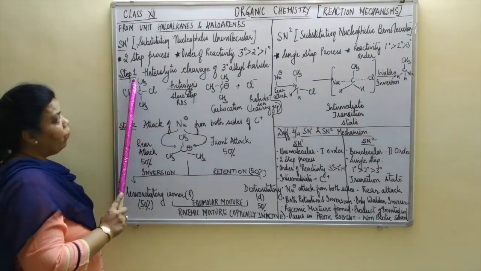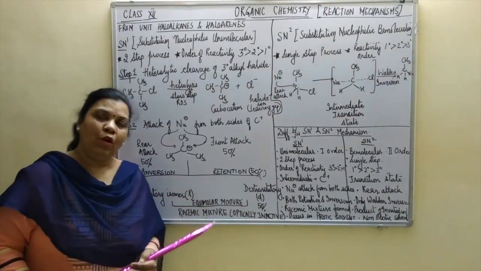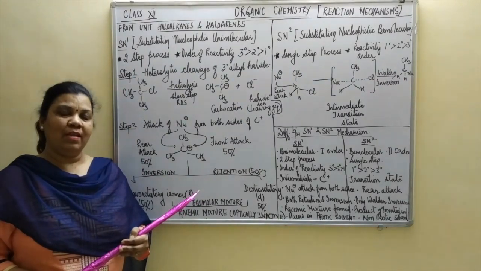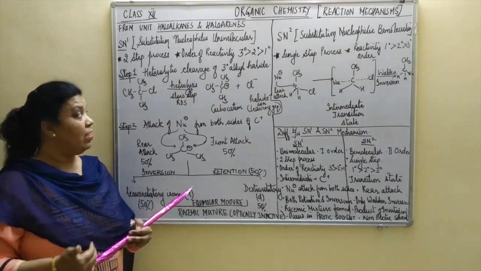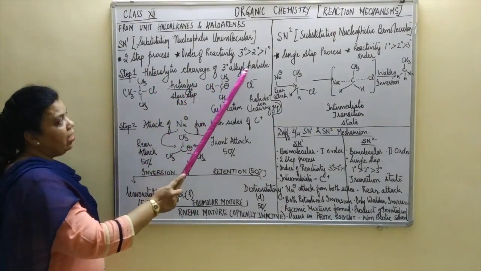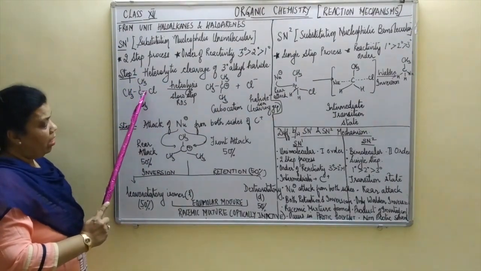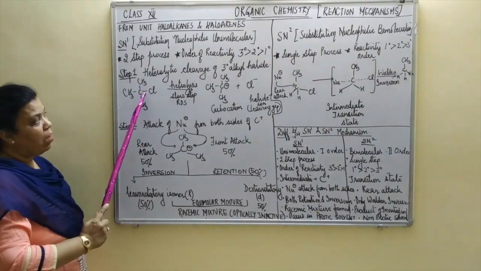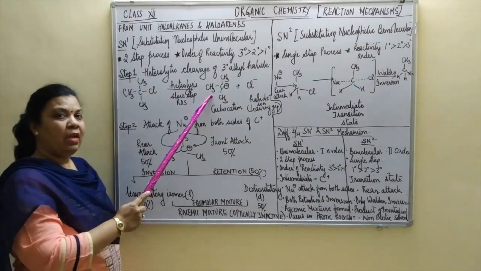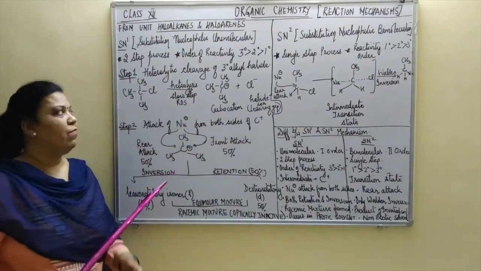The step 1 will involve the hydrolytic cleavage of a 3 degree alkyl halide. Since I told you that 3 degree alkyl halides are more reactive towards SN1 mechanism, we will discuss why when we study the first step of the mechanism. Hydrolytic cleavage of 3 degree alkyl halide involves the breaking of the carbon-halogen bond in the presence of protic or polar solvents, and this step results in the formation of an intermediate carbocation along with the halide ion, which is actually called the leaving group.